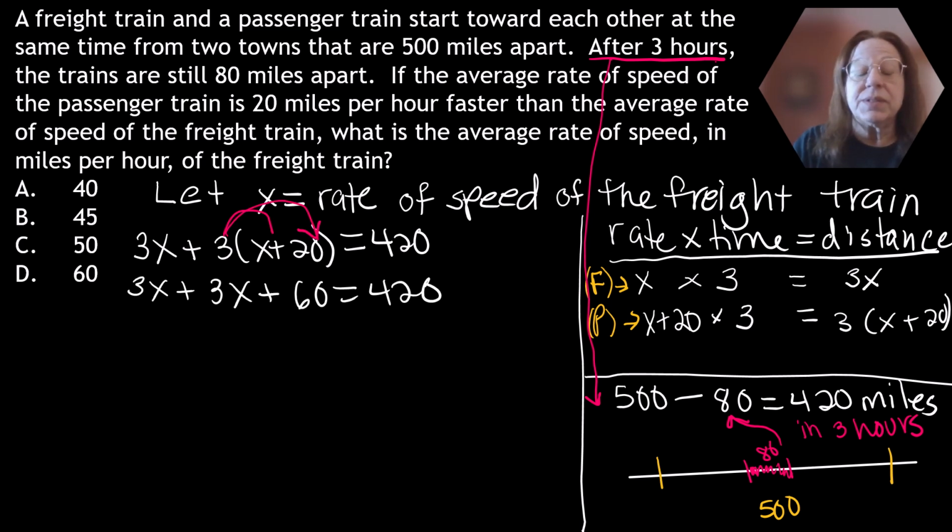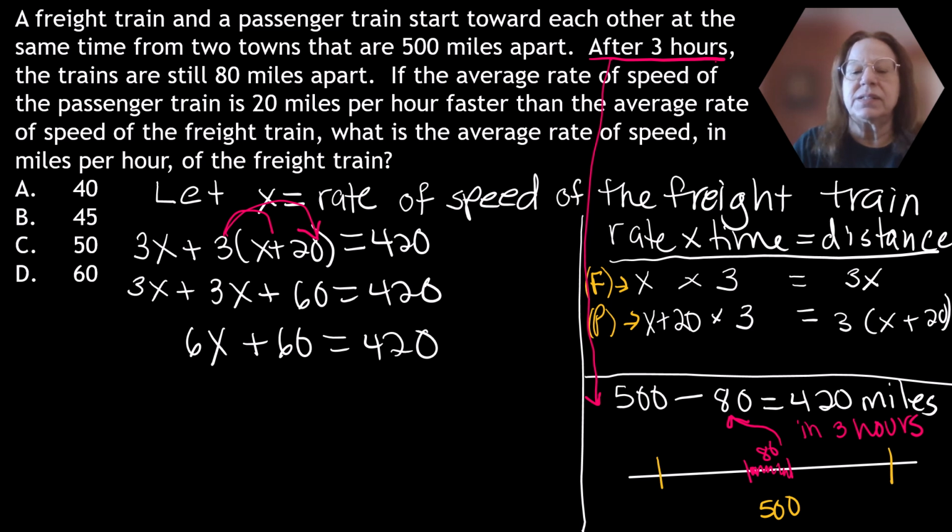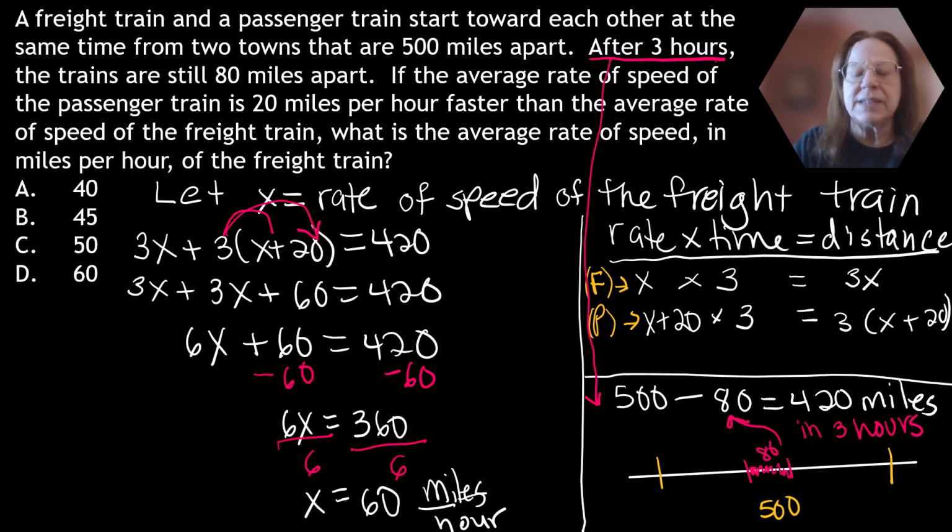So we must distribute that 3 and take the parentheses off. So we get 3x plus 3x plus 60, 3 times 20, equals 420. 3x plus 3x is 6x, plus 60 equals 420. Subtract 60 from both sides, and we get 6x equals 360. Divide both sides by 6, and we get x equals 60 miles per hour. And the answer is D.